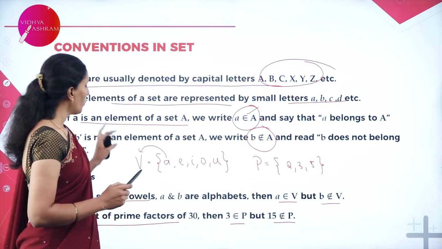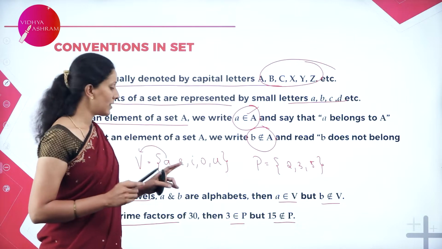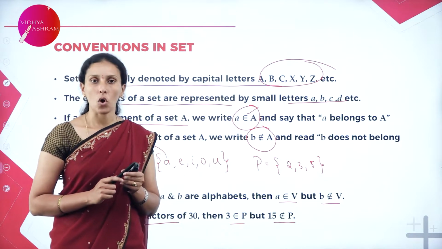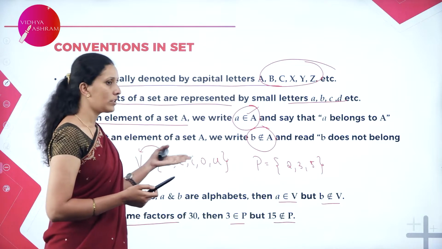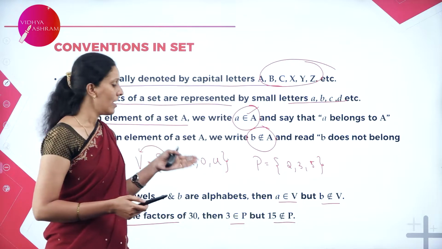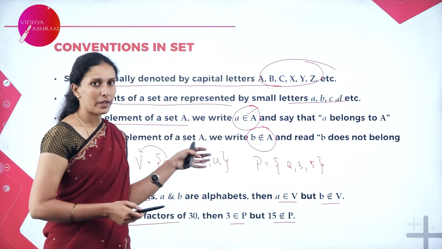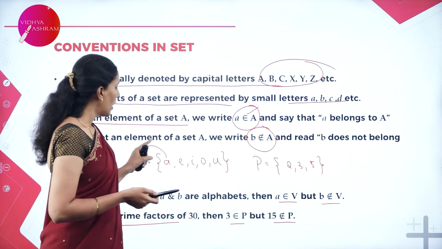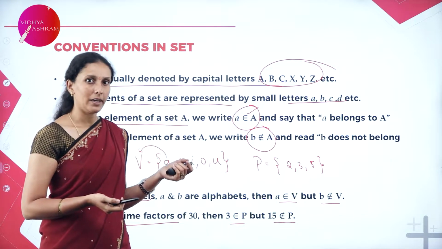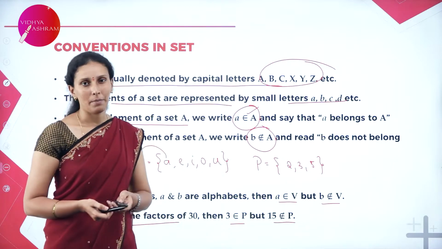So this is how we denote a set using capital letters. We write the elements inside curly braces. We separate each element with commas. The order doesn't matter in writing the elements of a set. I can write it as a, e, i, o, u or i, o, u, a, e. But always remember, an element once written inside the set cannot be repeated again. You should write every element only once.